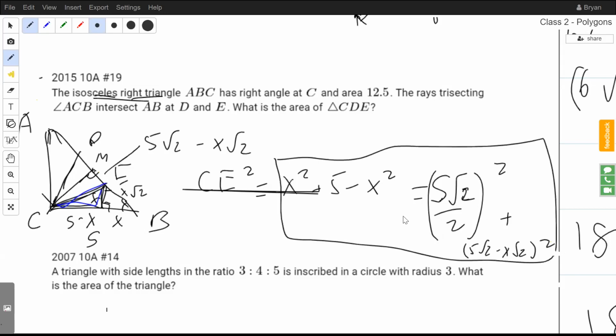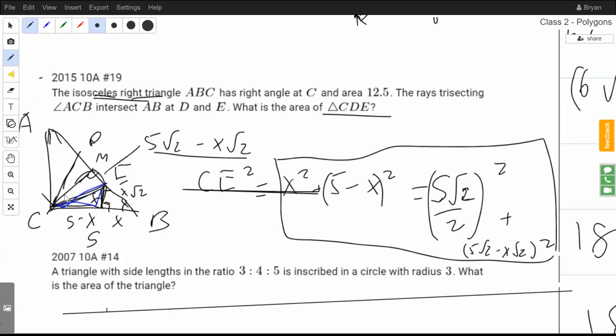If you solve this equation, you will be able to find x. However, we're actually looking for the area of CDE. So once you find x, you can figure out what ME is from here. And then CM is 5 root 2 over 2. You just multiply them together, and then you can find the area of CDE.